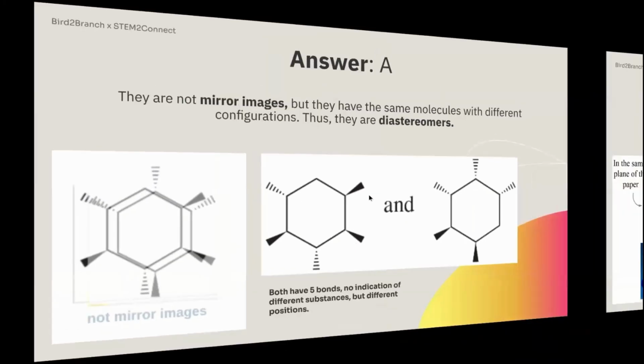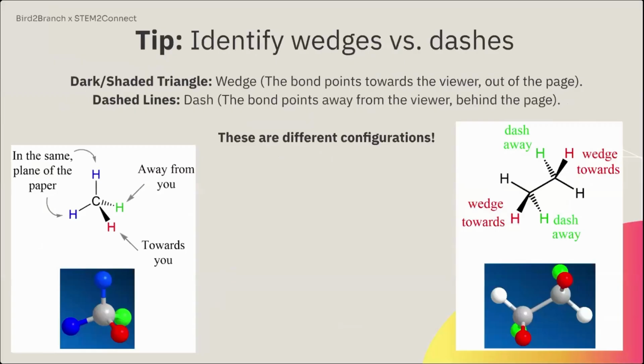You saw a lot of these wedges and dashes in the previous questions. Kudos to you for identifying those, even if you don't necessarily know what a wedge or dash is. So I'm going to give you a tip to identify those now for future problems. A dark or shaded triangle is called a wedge, and it basically means that the bond points towards you, out of the page. A dashed triangle is called a dash, and that means the bond points away from the viewer, behind the page.